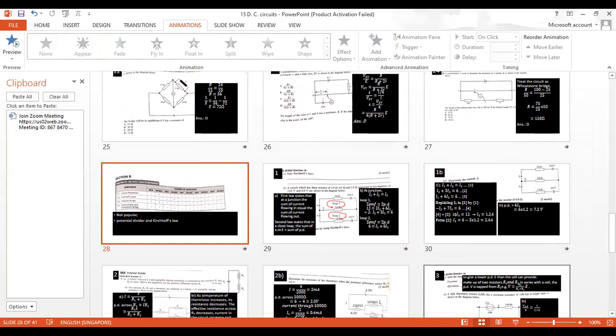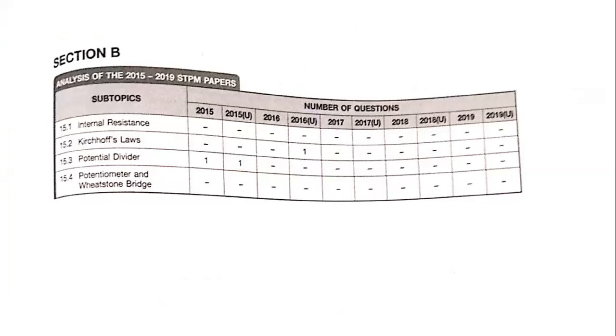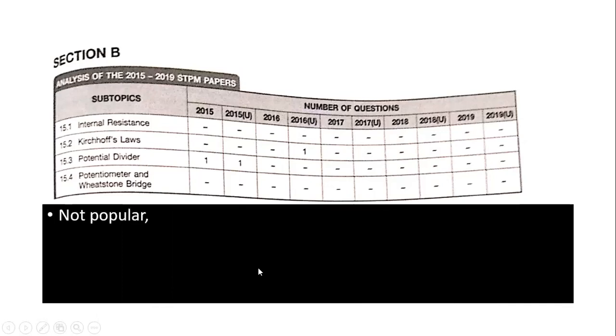Okay, section B. Not so popular question, so we can finish everything, sir. Discuss everything. Just there's some I can't understand. Okay, looks like potential divider is popular. Potentiometer is not so popular. Kirchhoff's law and potential divider are the popular topics.